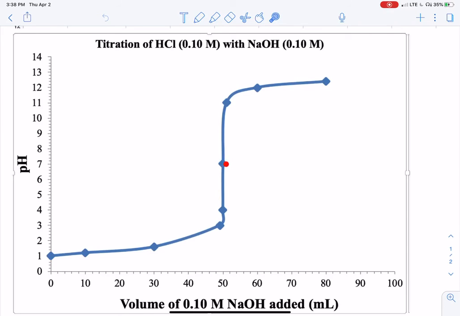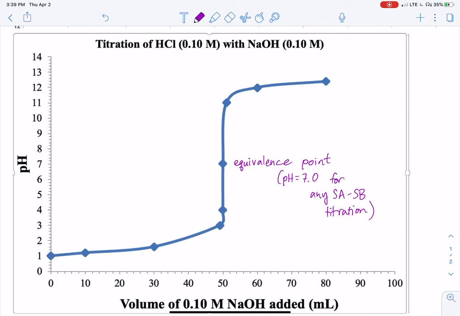And then at equivalence, the pH is exactly equal to 7, because at equivalence, it's a neutral solution. So this point, midway up the rise in the pH curve, is known as the equivalence point in the titration. And this pH here is equal to 7. And that's going to be true for any strong acid, strong base titration, or strong base, strong acid titration.